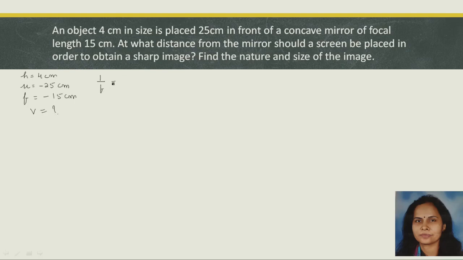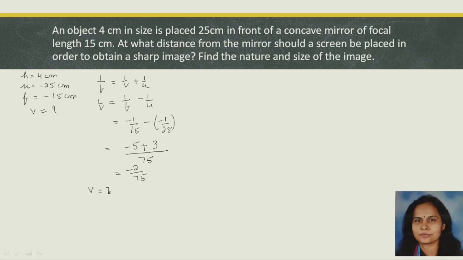So let's use the mirror formula here, 1 upon v plus 1 upon u. So 1 upon v we can write down as 1 upon f minus 1 upon u. Let's substitute all the values. 1 upon minus 15 minus 1 upon 25. So here let's take the LCM. LCM of 15 and 25 will be 75. 15 5s are 75, plus 25 3s are 75. So both the negative signs give us a positive sign. So your answer will be minus 2 upon 75, right? So this is the value of 1 upon v.